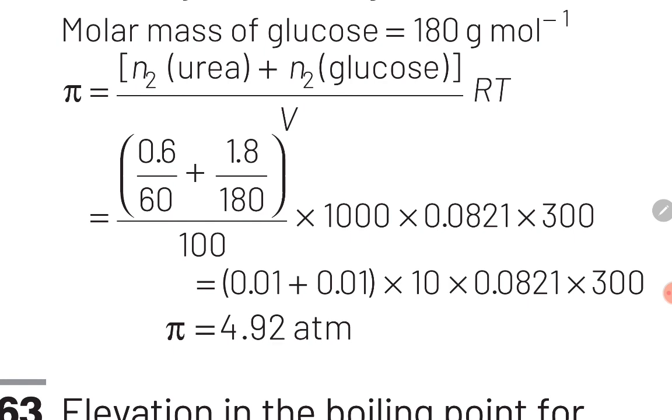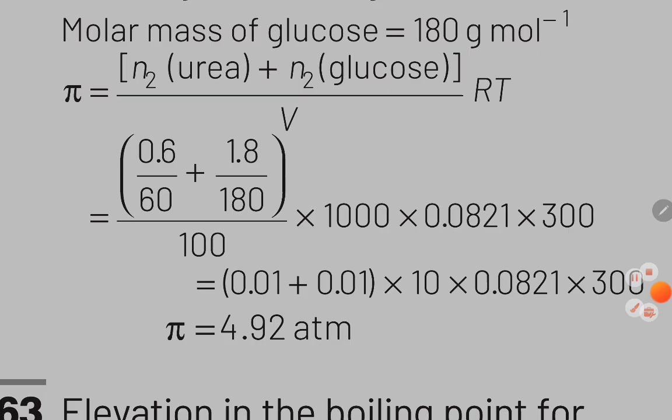Now after substituting these values, we'll also substitute the value for R and T. R is 0.0821 and temperature in Kelvin will be 300 Kelvin. So after doing calculation, we'll obtain the value of pi as 4.92 atmosphere, which is our final answer. So with this we have completed this question. Let's move ahead to the next slide.